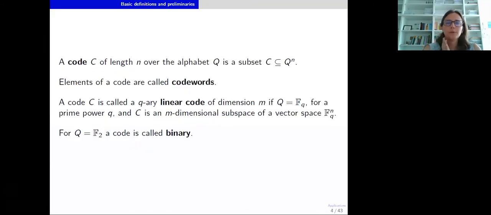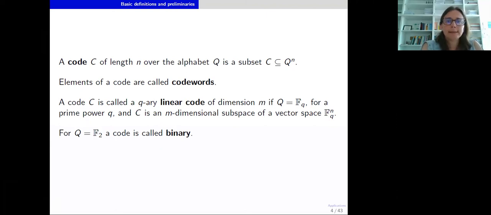Okay, so first of all, I will be speaking about codes. And at this point, we will give some basic definitions which are necessary for understanding. So we say that a code of length n over the alphabet Q is actually any subset of Q to the n. Elements of the code defined in this way are called code words.